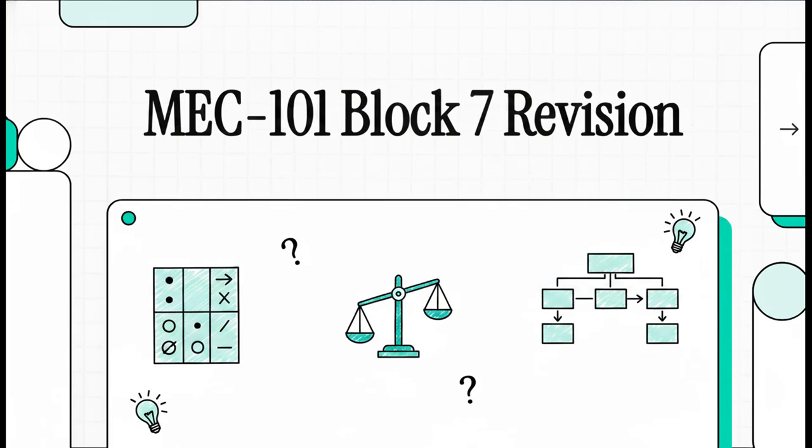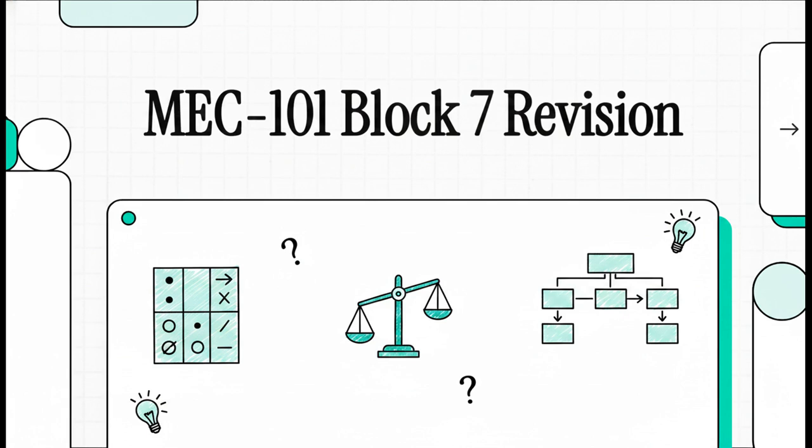All right, let's jump right into this revision explainer. We're breaking down MEC-101 Block 7, turning some pretty dense economic theory into a simple, structured guide to non-cooperative game theory. If you've been staring at payoff matrices and probability vectors feeling a little overwhelmed, you're in the right spot.